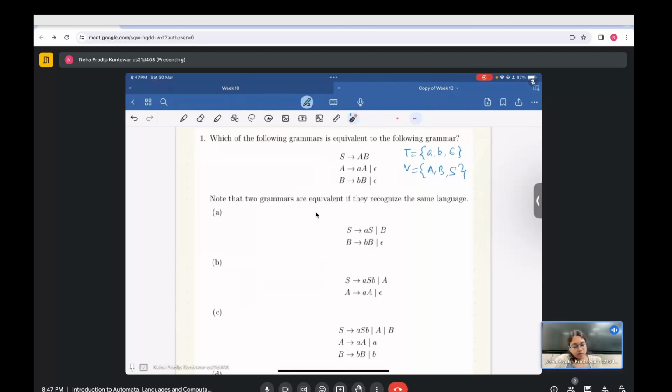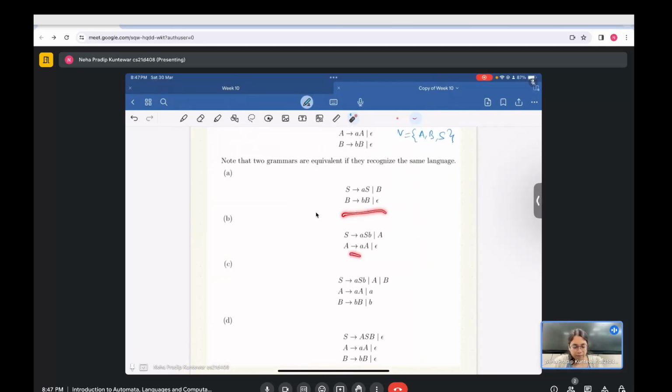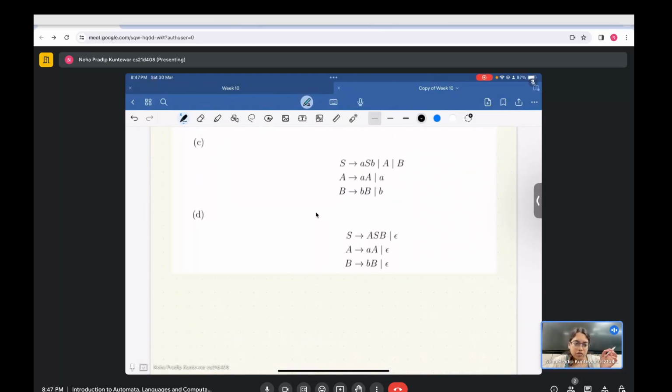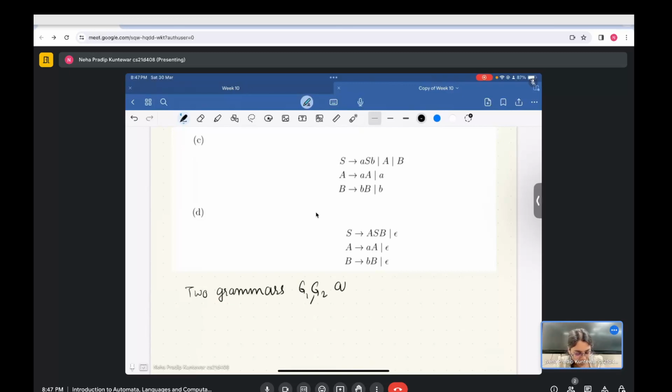What this question asks is that you are given four different grammars here, A, B, C, D, and you want to tell which of these are equivalent to the given grammar. When do we say that two grammars are equivalent? It's very similar to the case of DFAs. When you say that two DFAs, M1 and M2, are equivalent, it is if the language that they recognize is the same. In this case you say that two grammars G1, G2 are equivalent if the language of G1 is equal to the language of G2.